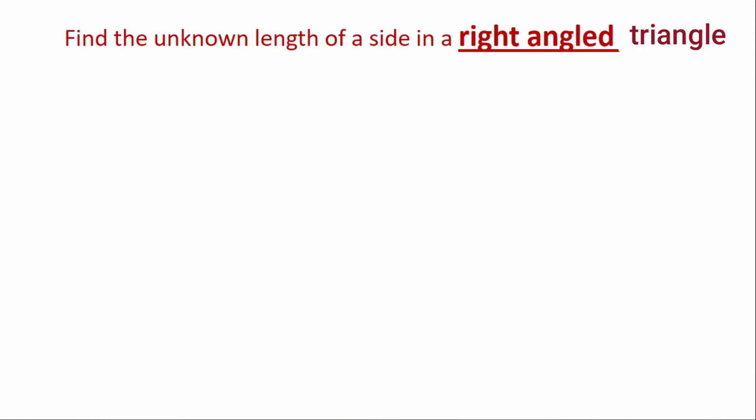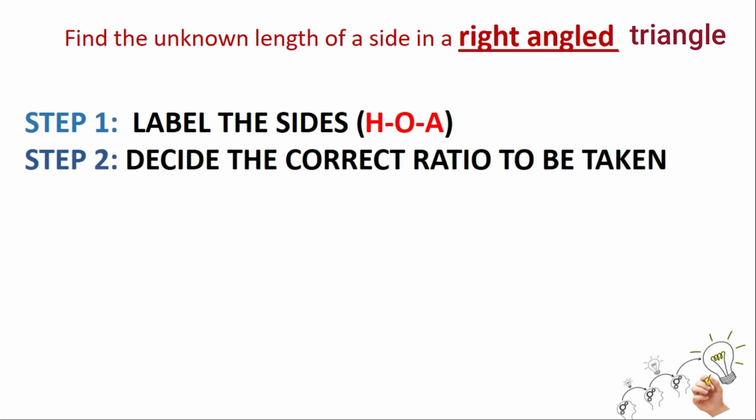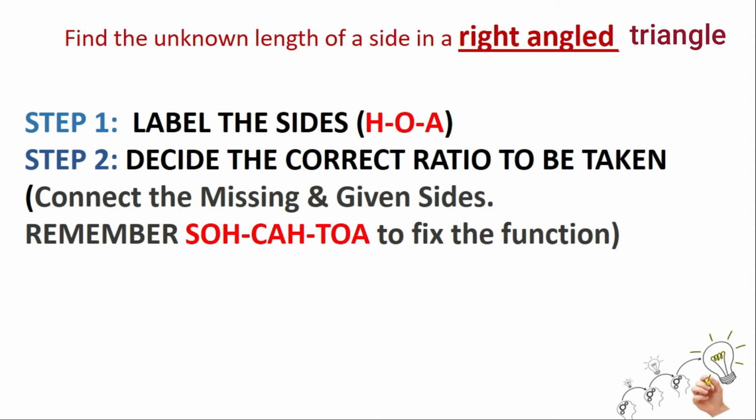So find the unknown length of a side in a right angle triangle, and here is the summary of the steps that you need to follow. Number 1, label the sides H, O and A. Decide the correct ratio to be taken, whether it's sin, tan or cos, and connect the missing side with the given sides. So you have the letters OH or AH or OA. For the letters, remember SOH-CAH-TOA and fix the function. That equation should give the solution for your missing side.